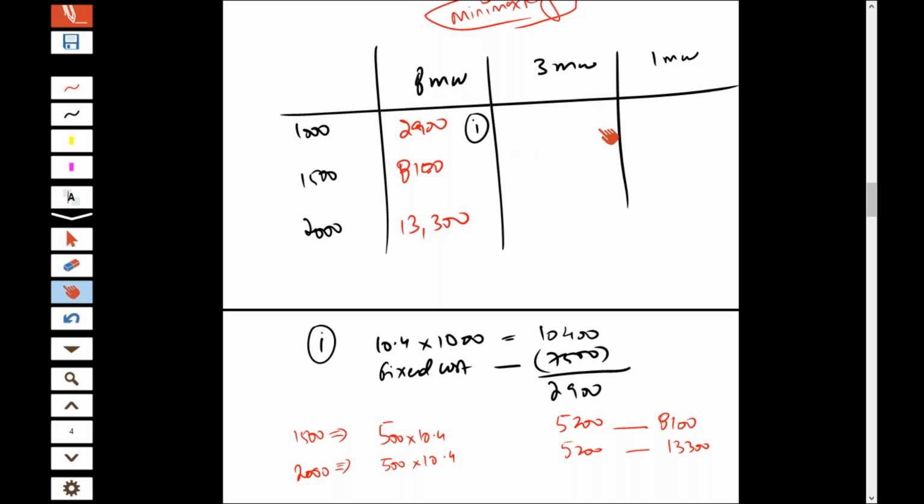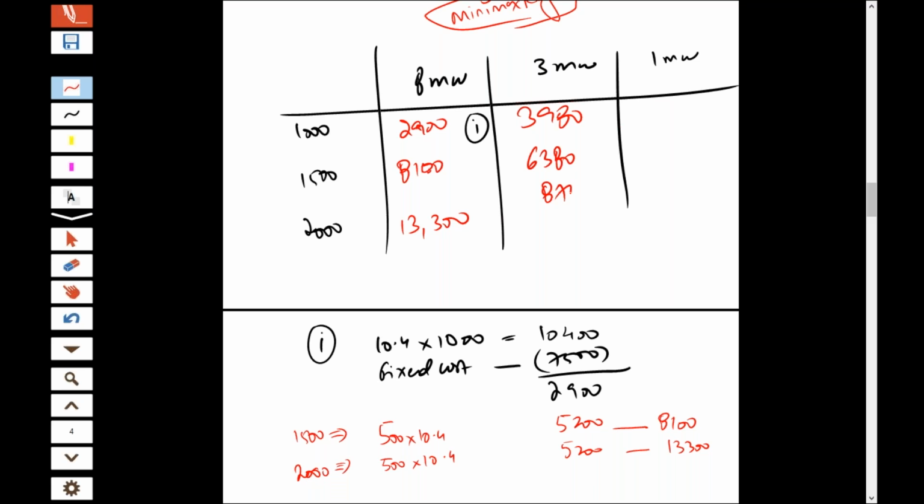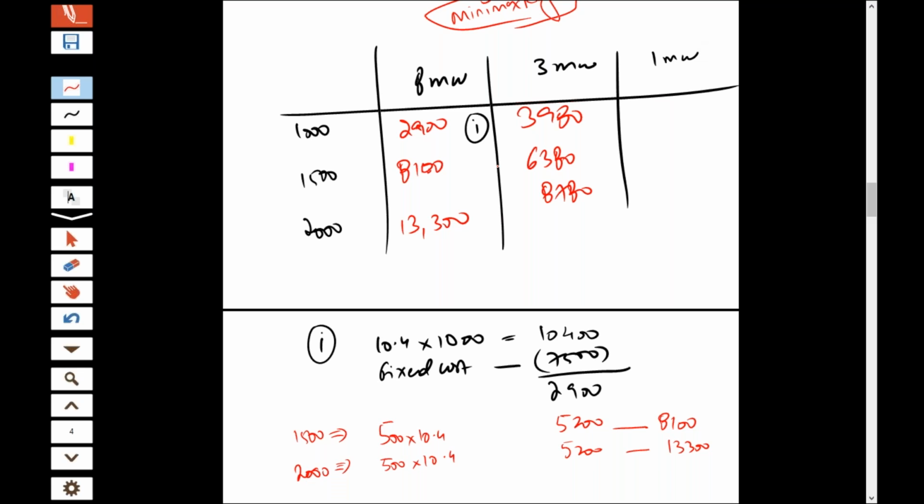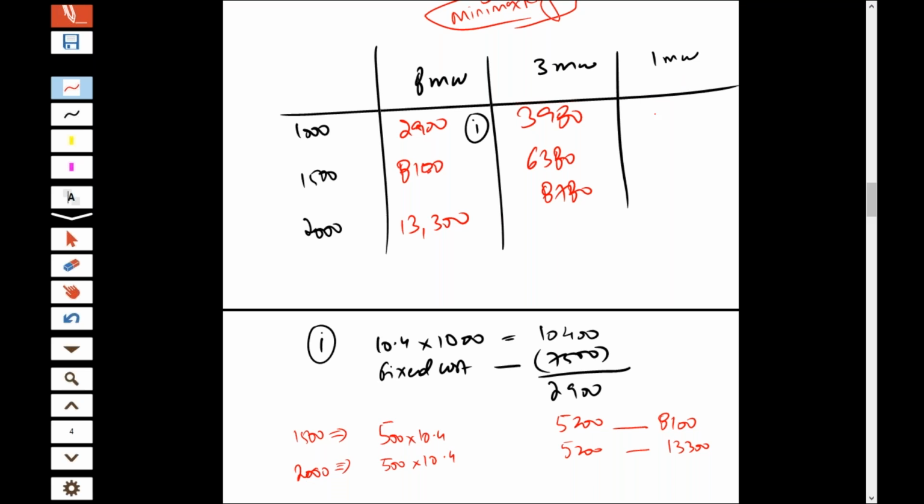I'm going to take these answers. So for the 3 megawatt it's actually 3,980, 8,780, and 6,380. Then what else we have? We have the 1 megawatt, which is going to be 3,090, 4,815 and 6,540.